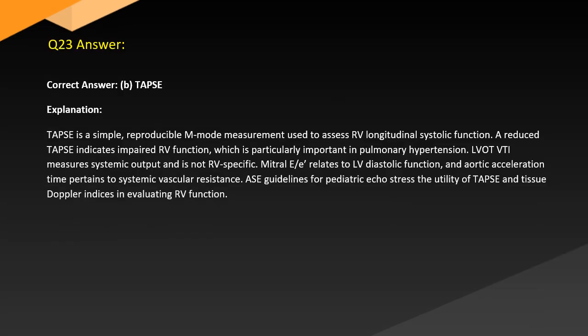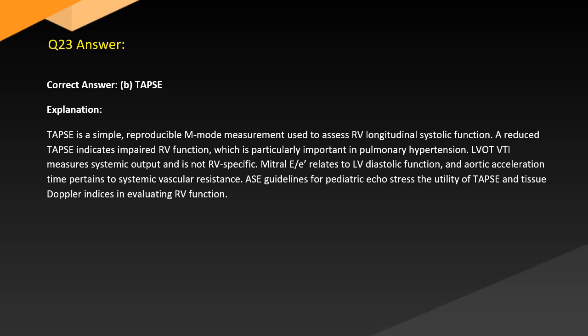Answer. Correct answer B. TAPSE. Explanation. TAPSE is a simple reproducible M-mode measurement used to assess RV longitudinal systolic function. A reduced TAPSE indicates impaired RV function, which is particularly important in pulmonary hypertension.